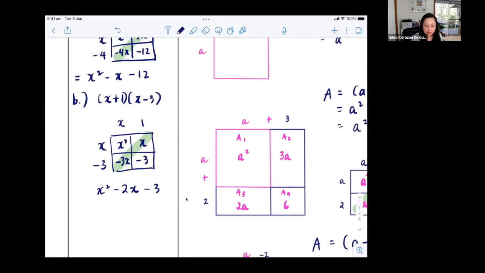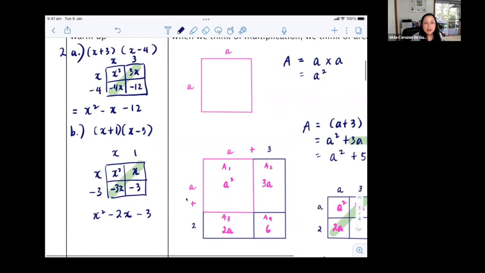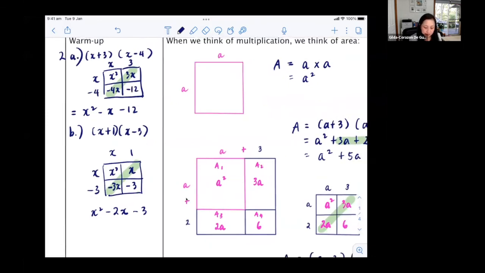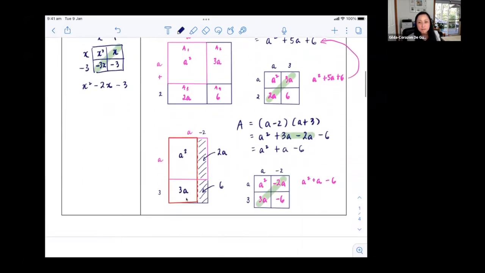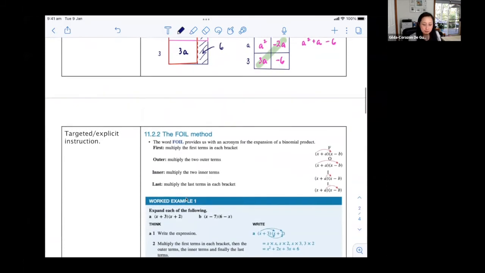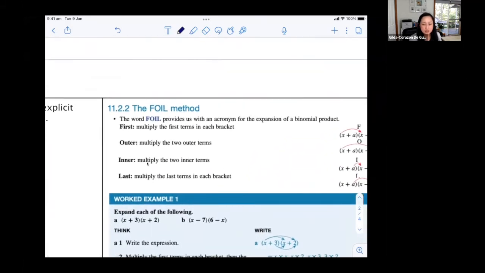Okay. Now, if you didn't like this method, there's another strategy that the textbook discusses, which is probably what you've seen in year 9 as well, which is what we call the FOIL method. What does FOIL stand for? F stands for first terms, O for outer terms, I for inner terms, and L for last terms. Okay, what do we mean?